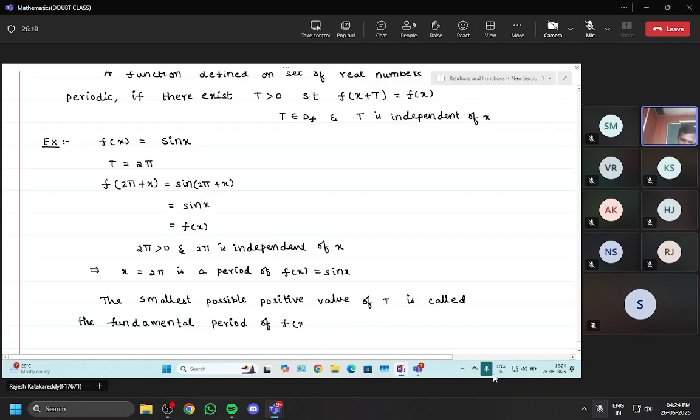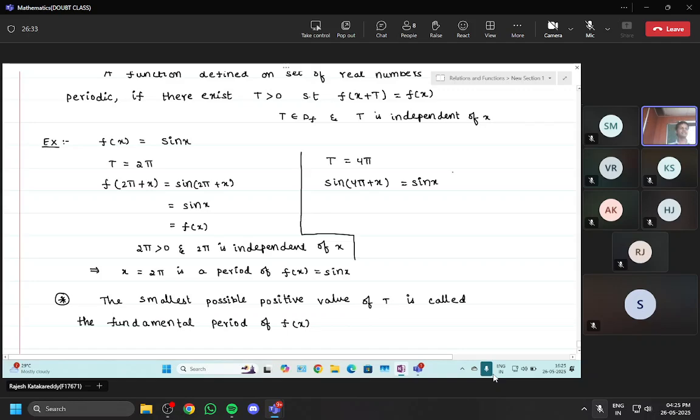See, in the sin x example only, guys, same example only. I can also take here, listen please, t is equal to 4 pi, and I can write sin of 4 pi plus x is equal to sin x. So 4 pi is also a period. That means there are infinitely many t values we have in the domain, right?